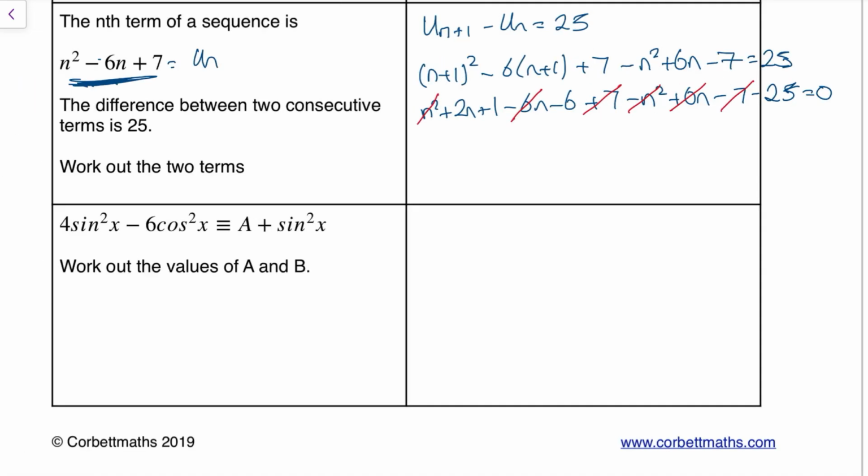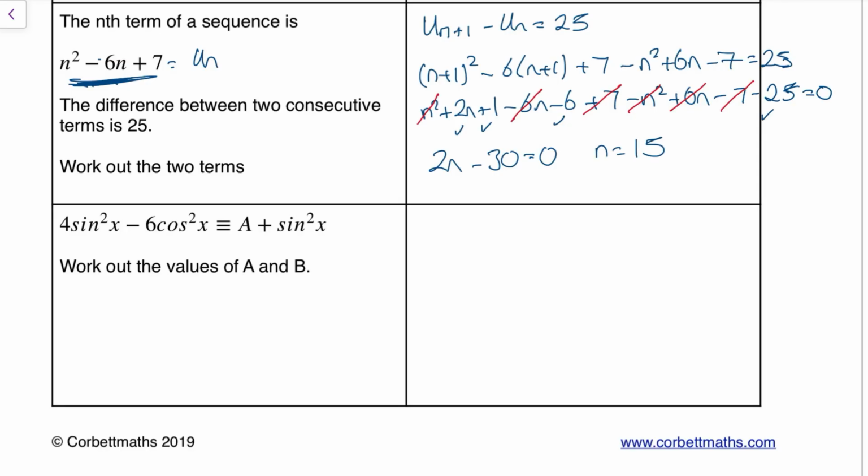So let's just add up what I have left over. So I've got 2n, and that's all the n's I've got. And then I've got 1 minus 6 is minus 5, minus 25 is minus 30, is equal to 0. Add 30 to both sides gives me 2n equals 30. Divide by 2 and n is equal to 15.